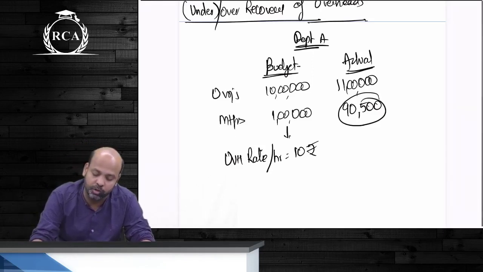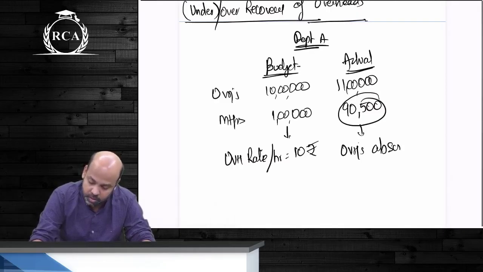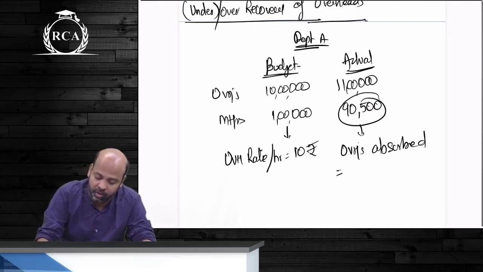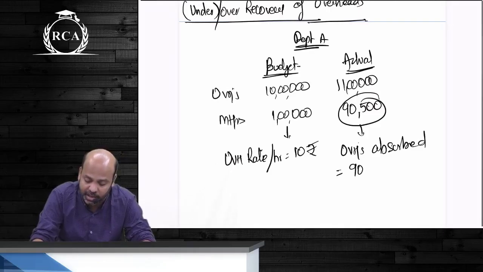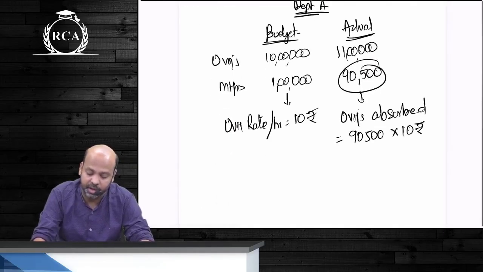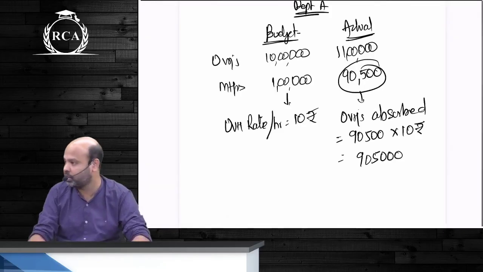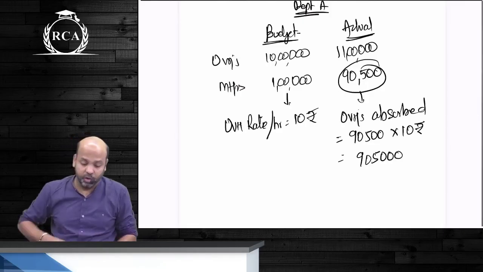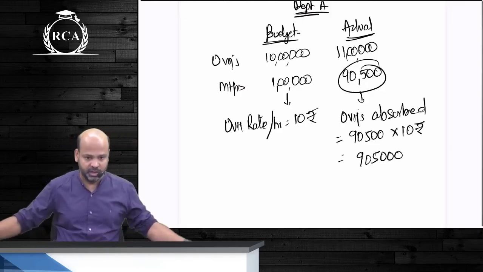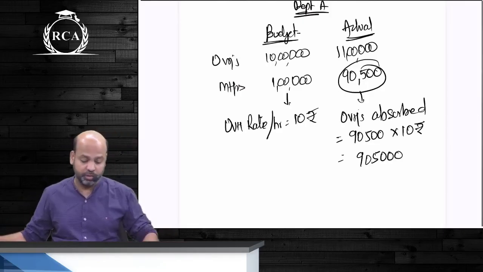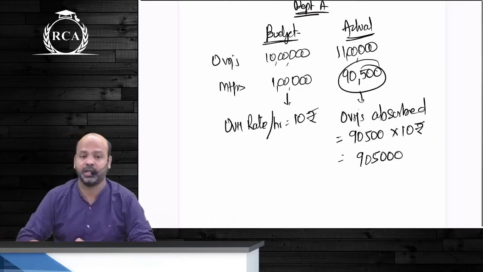4,500. We call that overheads absorbed. Overheads absorbed, guys, will always be equal to actual activity multiplied by whatever your recovery rate was. That means you must have absorbed an overhead of 9,05,000. If you worked for 90,500 hours throughout the year, the total amount of overheads absorbed, beta, would be 9,05,000.